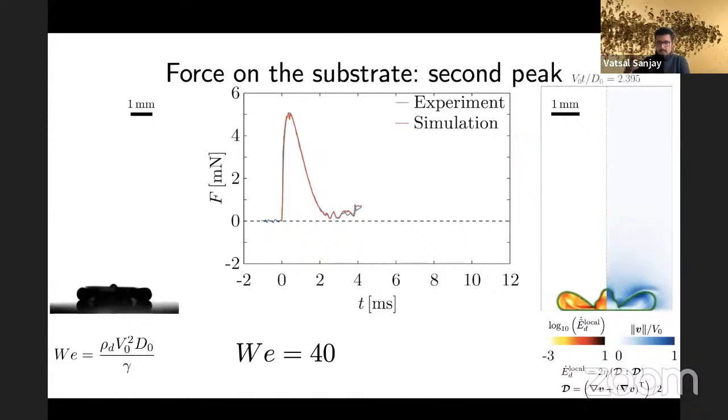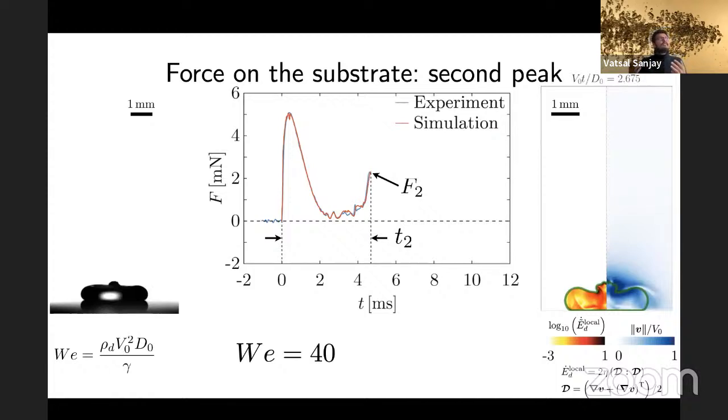But what happens when we move on in time? So when we move on in time, we see this second peak in the force, which is this F2, which happens at T2. And when you think about it, it's quite intuitive to realize why there should be this second peak. And that's because we are impacting these droplets on super hydrophobic surfaces, which means that these droplets are going to take off.